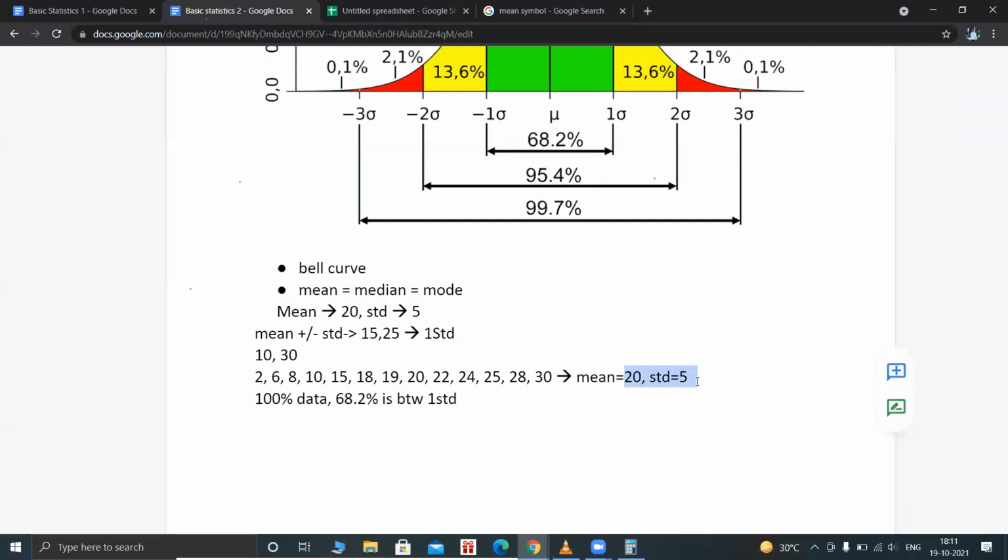Guys, are you able to comprehend what I'm saying? Yes, sir. Yeah, guys, everyone. Okay.